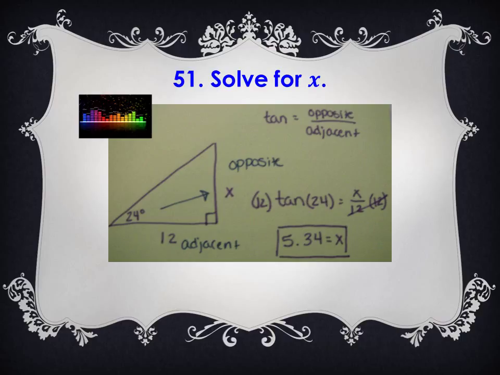So we take tangent of our angle, which is 24, and set it equal to the opposite side, which is x, over the adjacent side, which is 12. So we get tangent 24 equals x over 12. Then we multiply 12 on both sides, and we get 12 tangent 24 equals x.